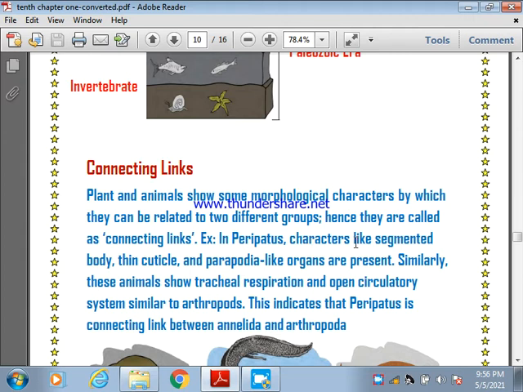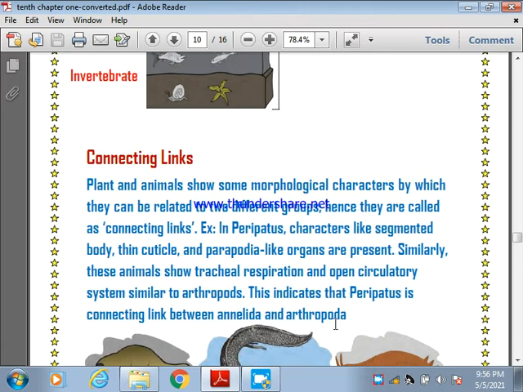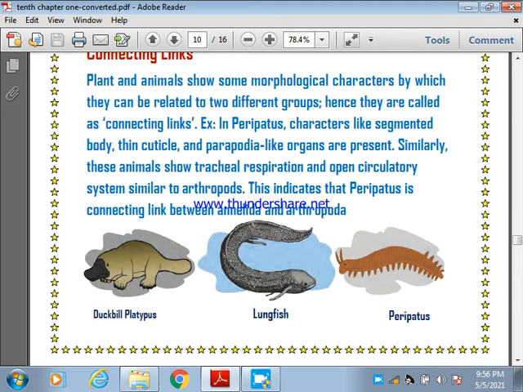Example: Peripatus. Features like a segmented body, thin cuticle, and parapodia-like organs are present. Similarly, these animals show tracheal respiration and an open circulatory system similar to arthropods. This indicates that Peripatus is a connecting link between Annelida and Arthropoda. See, the structure of the backbone in all three living organisms is the same.